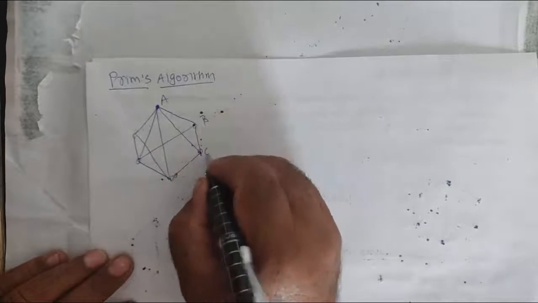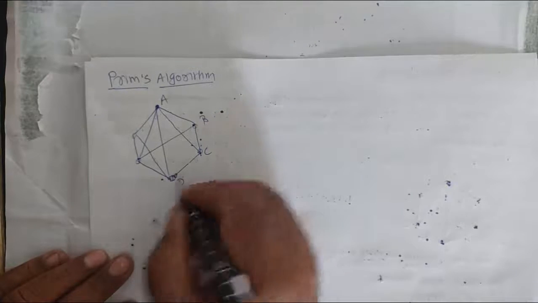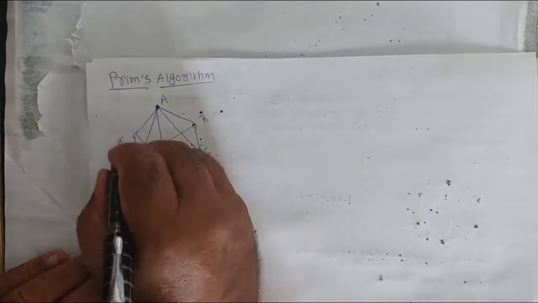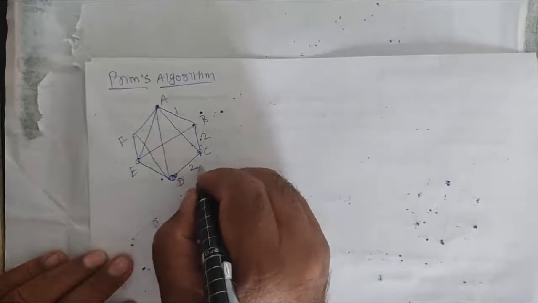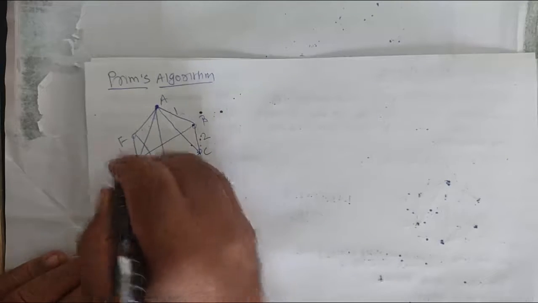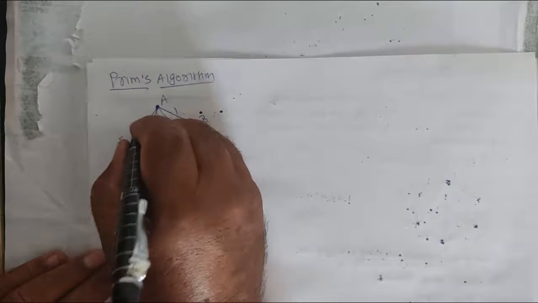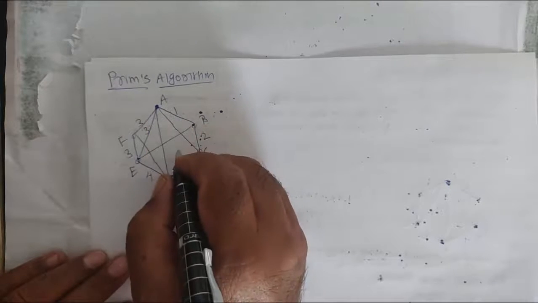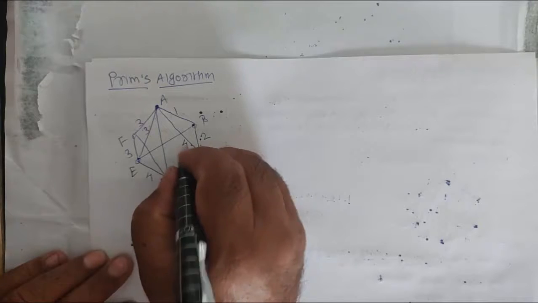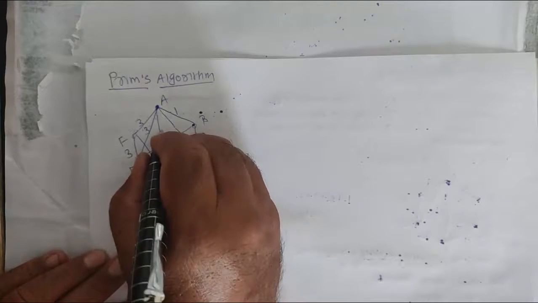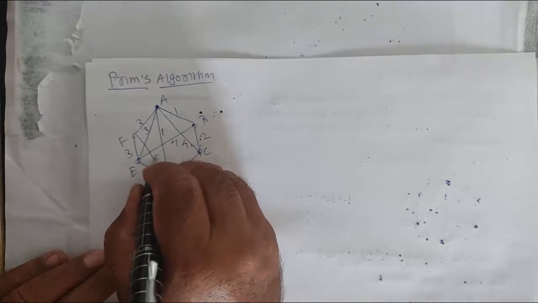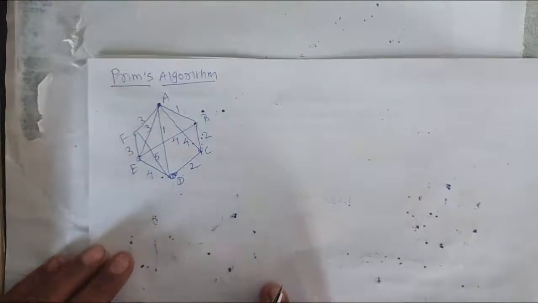A, B, C, D, E, F. The edge weights are 1, 2, 2, 4, 3, 3, 3, 4, 4, 1, and the weight of this edge is 5.